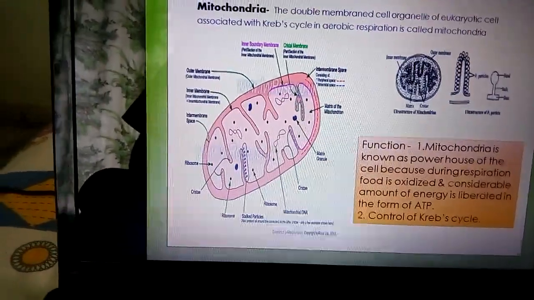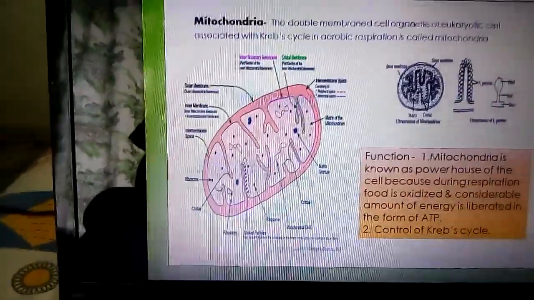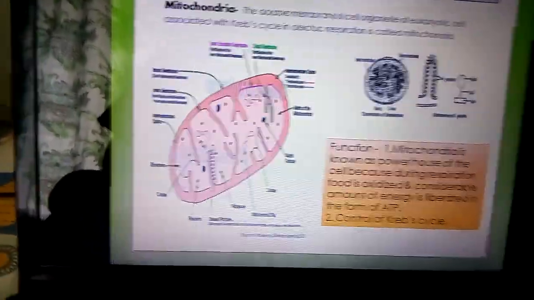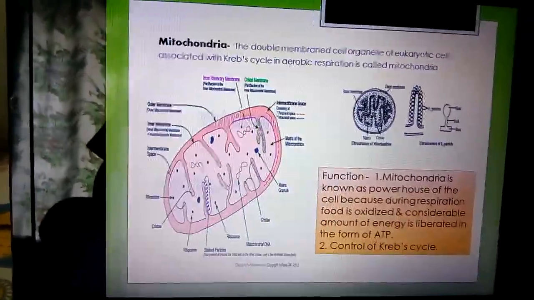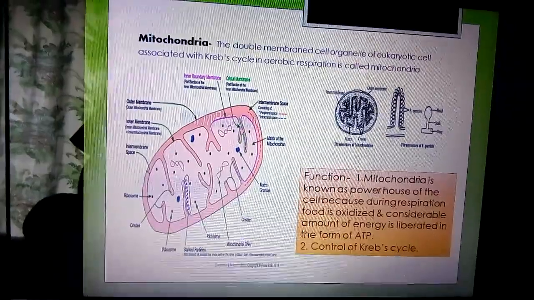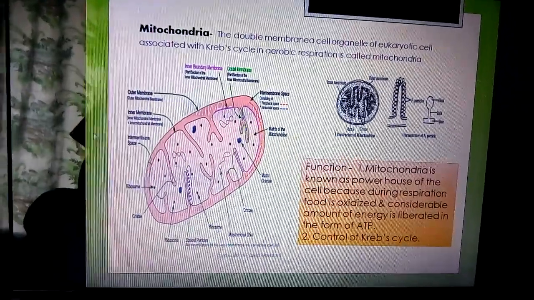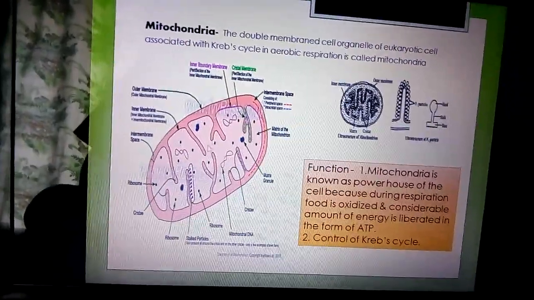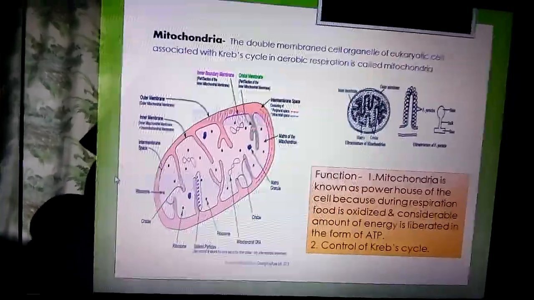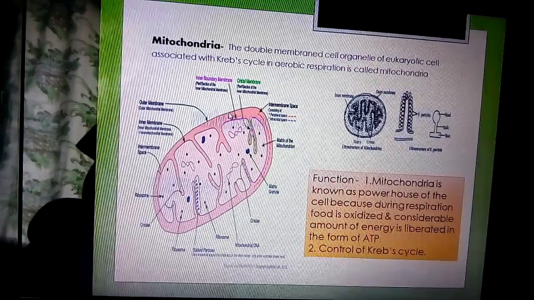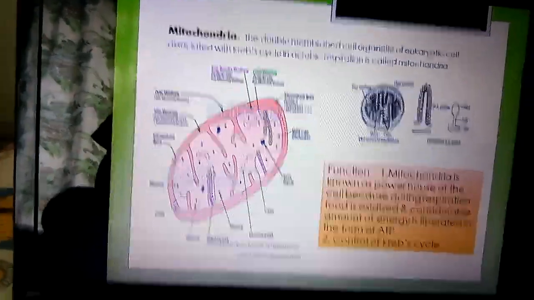This is the structure of mitochondria. Mitochondria are scattered minute particles in the cell, in the form of rod, ovoid, or thread-like bodies. These organelles play a great role in cellular respiration. In the prokaryotic cell, they are absent.